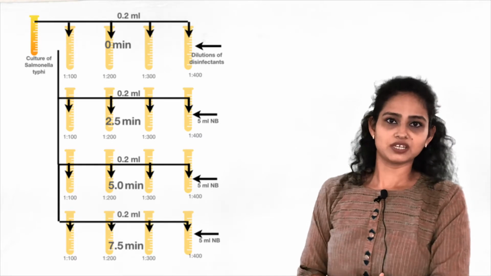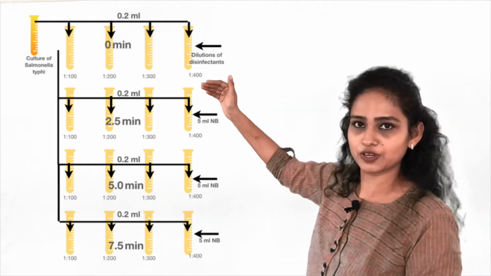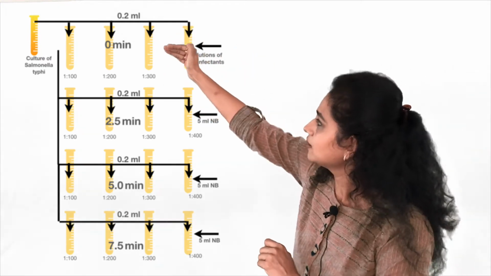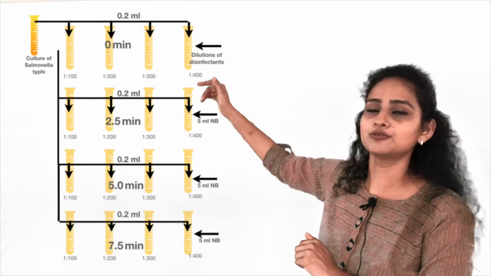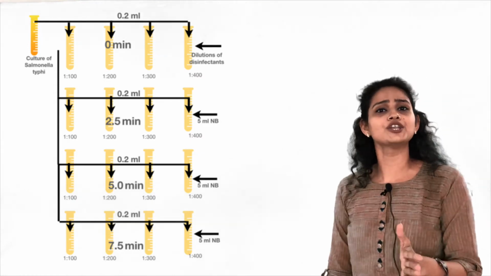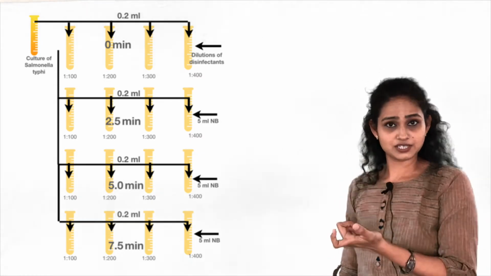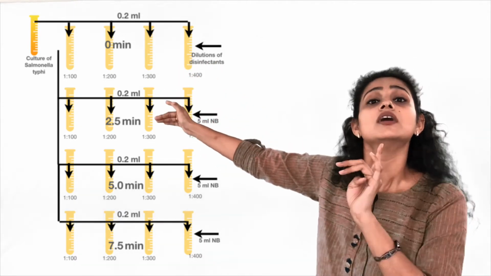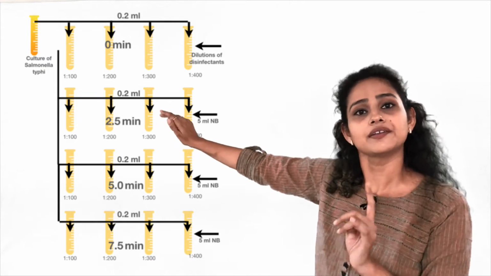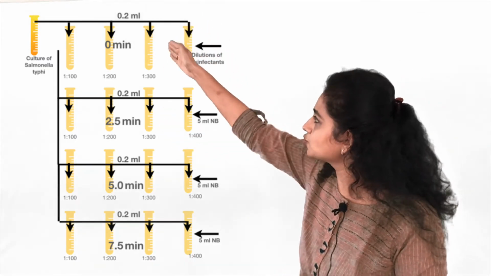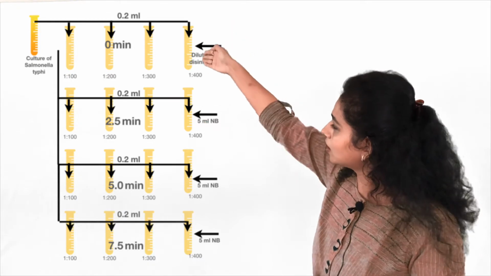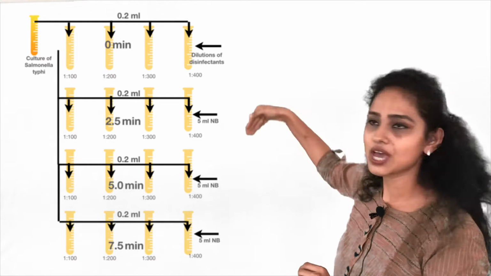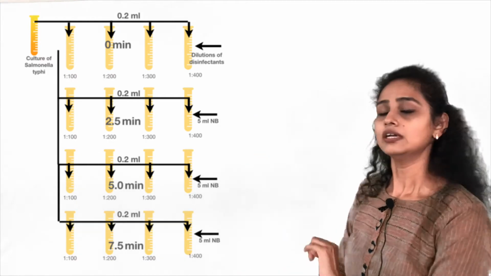After 2.5 minutes, you will be transferring 0.2 ml of sample from the first set to the next one. You have to take out 0.2 ml sample from the 1:100 dilution test tube and transfer it into the 2.5 minute 1:100 test tube. Similarly, from 1:200 to the test tube below, likewise, see I have drawn arrows. Likewise you have to transfer 0.2 ml culture. Then you have to wait.